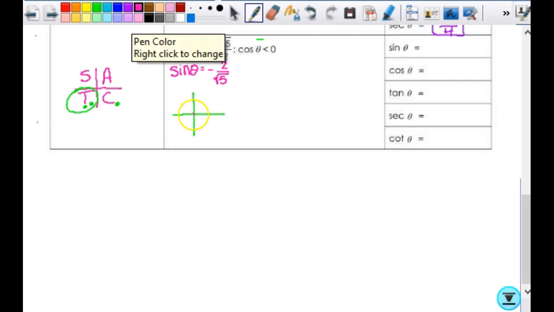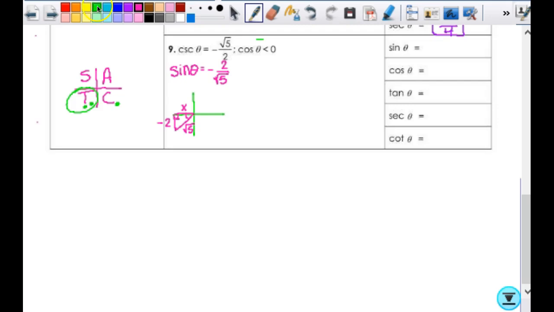So then I need to draw my little picture. And in quadrant 3, my triangle would be like this. Sine is opposite over hypotenuse, or y over r. So this is 2 in the square root of 5. Your hypotenuse is always positive. It's the y value that's negative in quadrant 3, and your x value is also negative. I'll just label that as x because I'm going to have to go and find that.